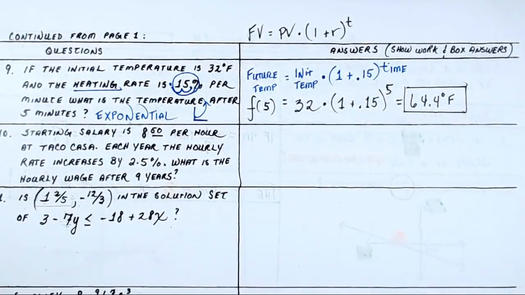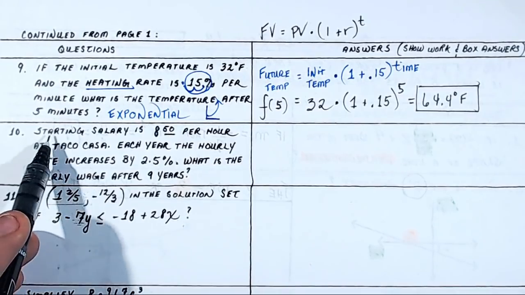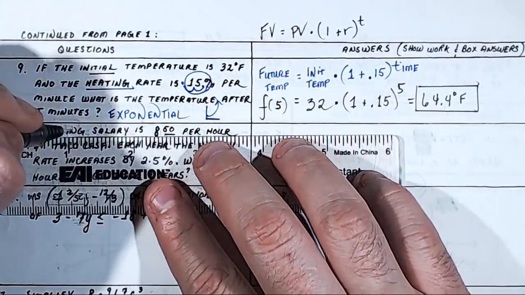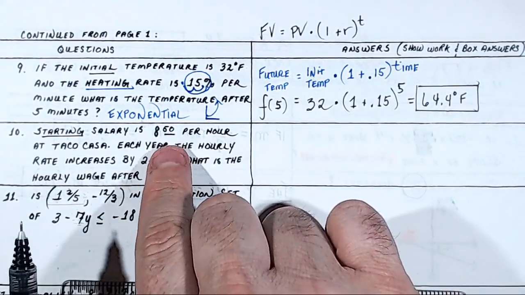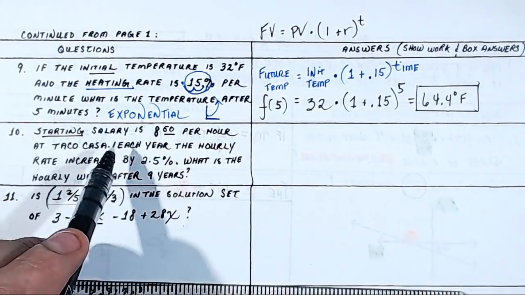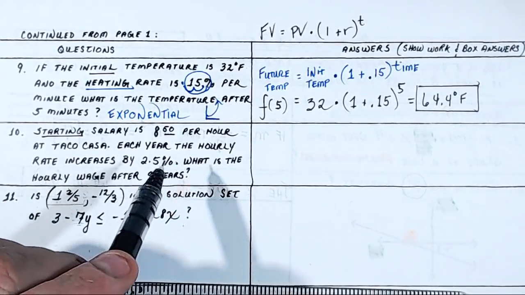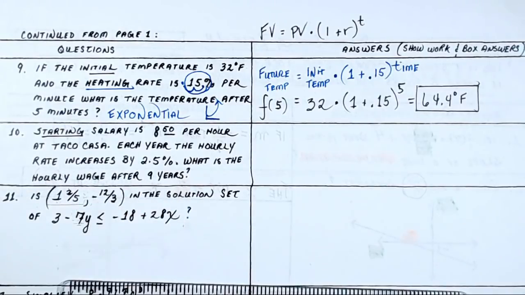Right? Number 10 is just another exponential function. Starting salary. See up here I had the initial temperature. Now I've got the starting salary. There's all these synonyms for present value, initial value, starting value. Starting salary is $8.50 per hour at Taco Casa. Each year the hourly rate increases by 2.5%. What is the hourly wage after 9 years?